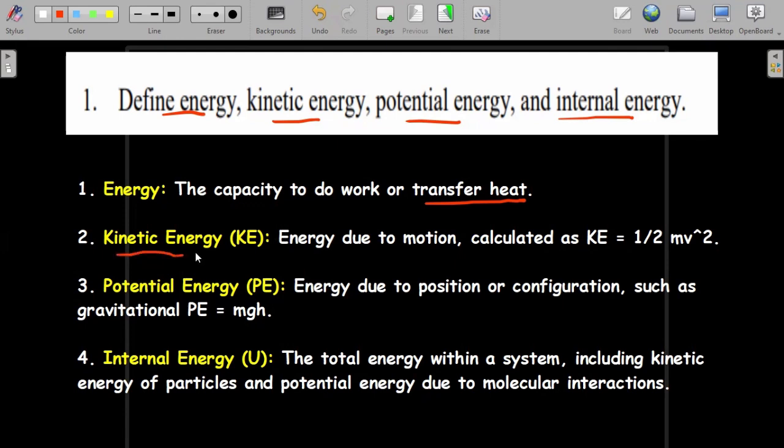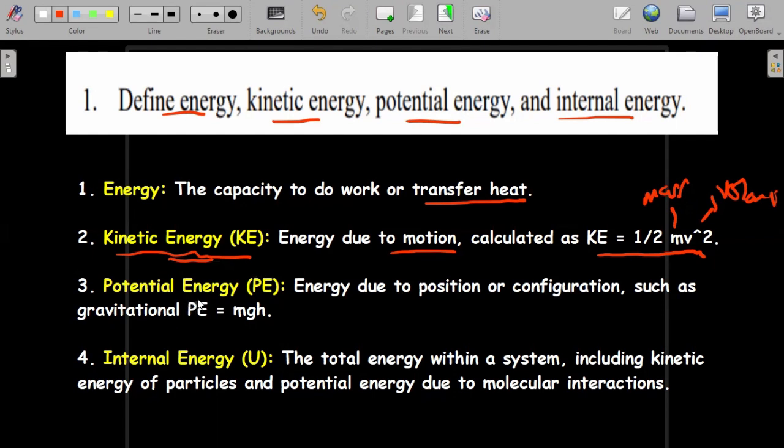When we talk about kinetic energy, this is the energy due to the motion of the particles in a system. The energy due to the motion of the particles in a system is called kinetic energy. It is calculated by the formula kinetic energy equals 1/2 mv squared, where m represents the mass and v represents the velocity. That's how we can calculate the kinetic energy.